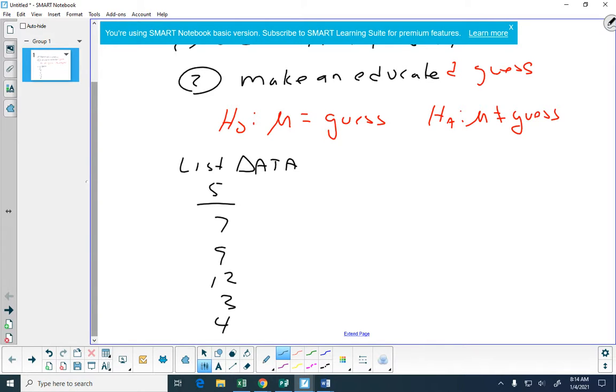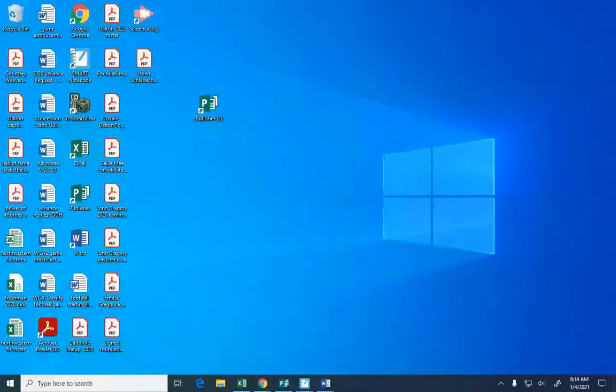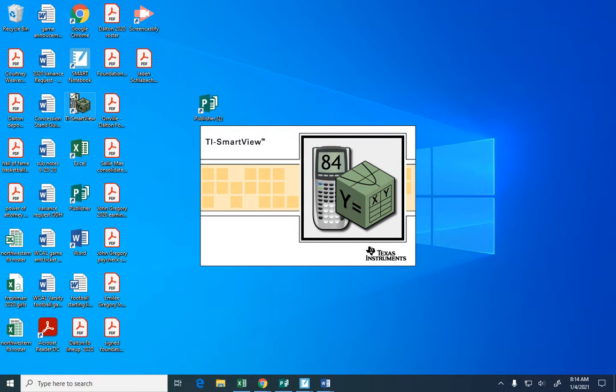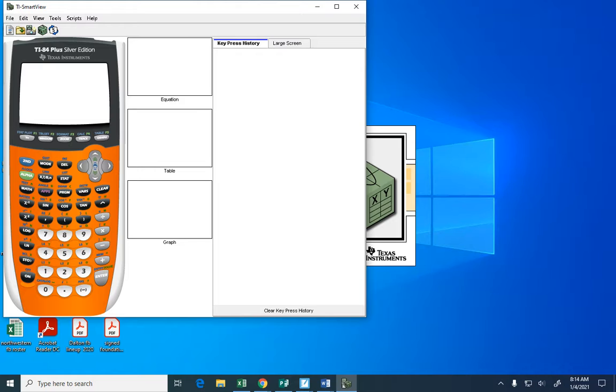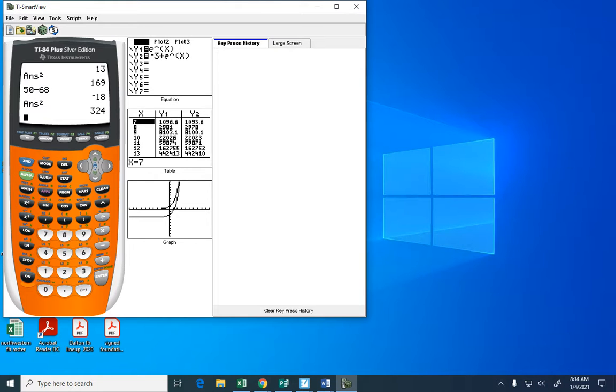The next is you're going to summarize your data. So you're going to calculate the mean. You're going to calculate the standard deviation, 5-number summary, and construct a box and whisker plot. Now, you can utilize, if you want, your calculator to be able to calculate your data values.